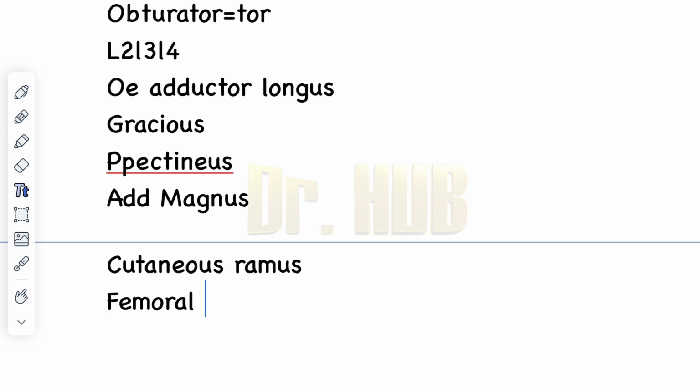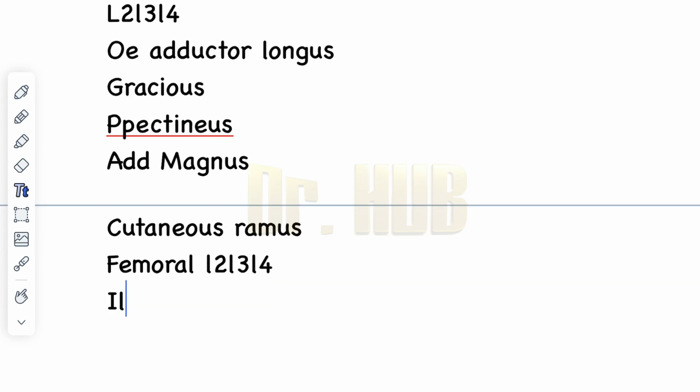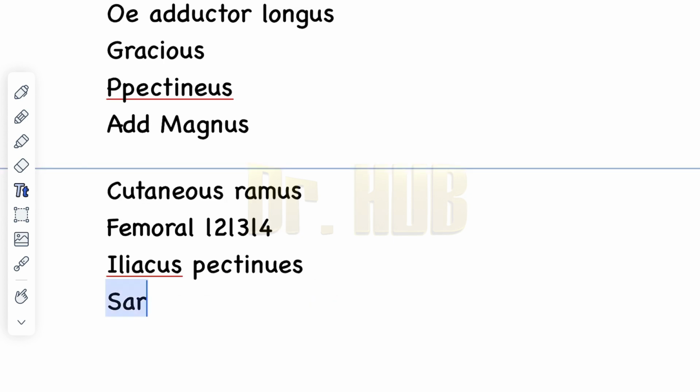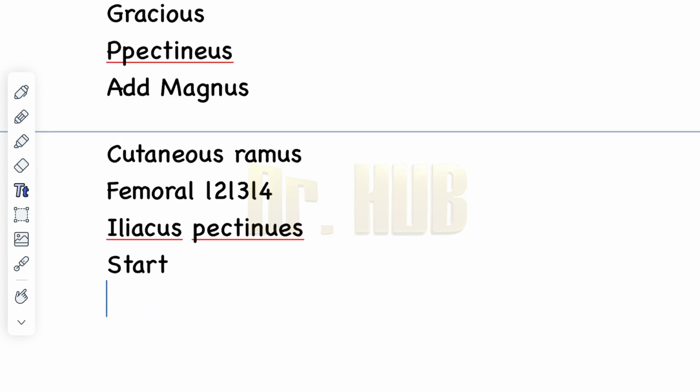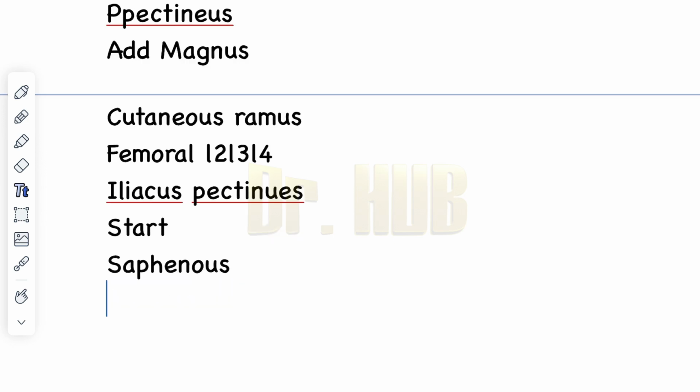Next is the femoral. The femoral includes L2, L3 and L4. The muscles supplied include the iliacus, pectineus, sartorius and the quadriceps femoris. So this is the femoral, L2, L3 and L4. The cutaneous branches include the anterior cutaneous branches as well as the saphenous.